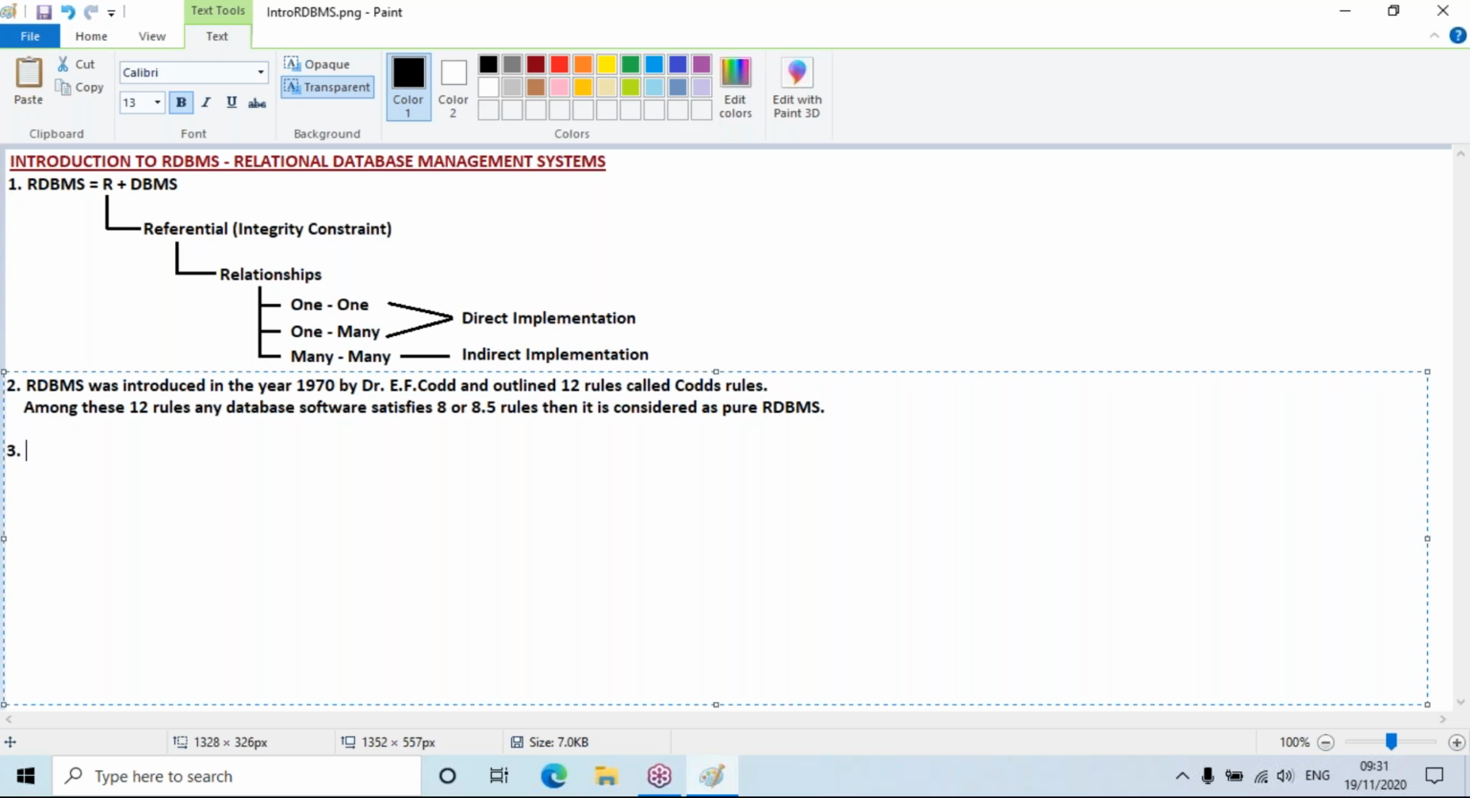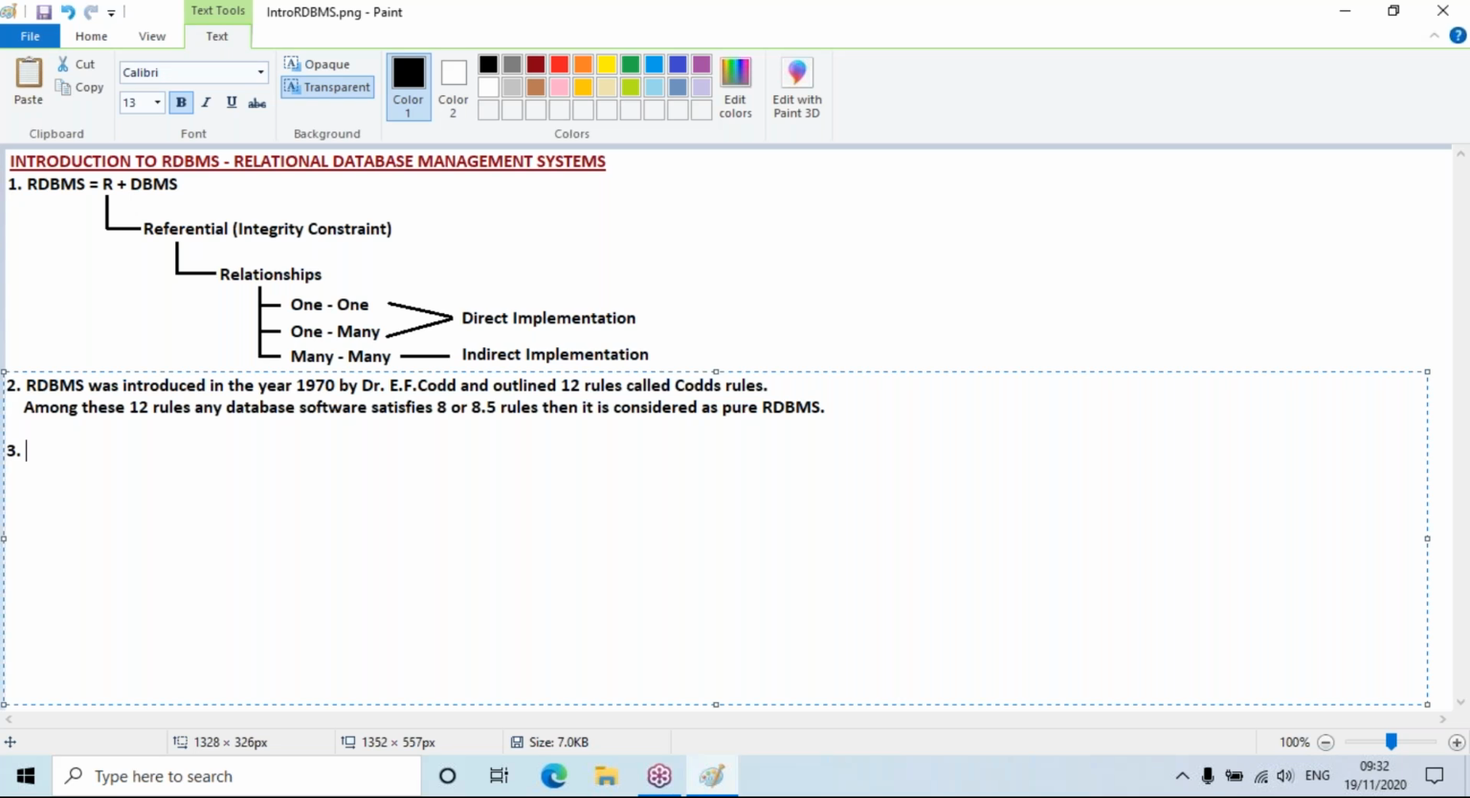So RDBMS was introduced in the year 1970, by Dr. E.F. Codd. And he outlined 12 rules. The 12 rules are called Codd's rules. Among these 12 rules, if any database software satisfies 8 or 8.5 rules, then you can consider it as pure RDBMS. Now let's talk on this.